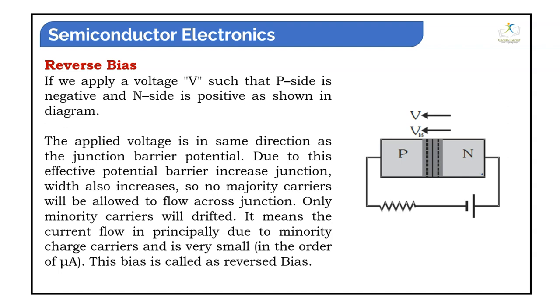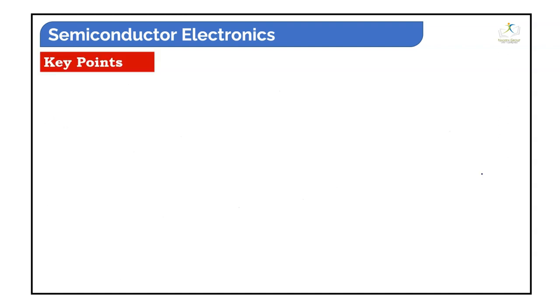Because of that, we can say the effective potential barrier increases and the junction width also increases. So no majority charge carriers will be allowed to flow across the junction. Only minority carriers can drift. This means current flow is principally due to the minority charge carriers and is very small. This is called reverse bias.